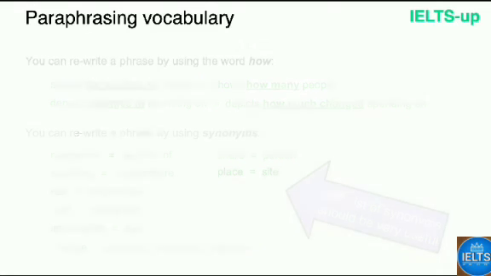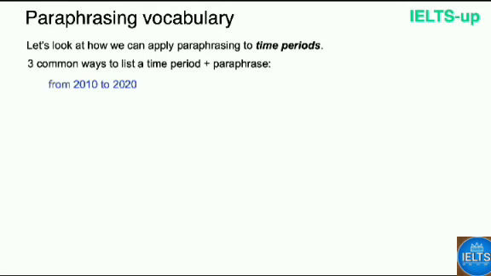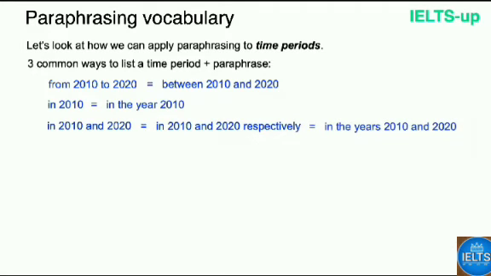Alright, now let's look at how we can apply paraphrasing to time periods. Look at these 3 common ways to list a time period and their paraphrases. From 2010 to 2020. Between 2010 and 2020. In 2010. In the year 2010. In 2010 and 2020. In 2010 and 2020 respectively. In the years 2010 and 2020.